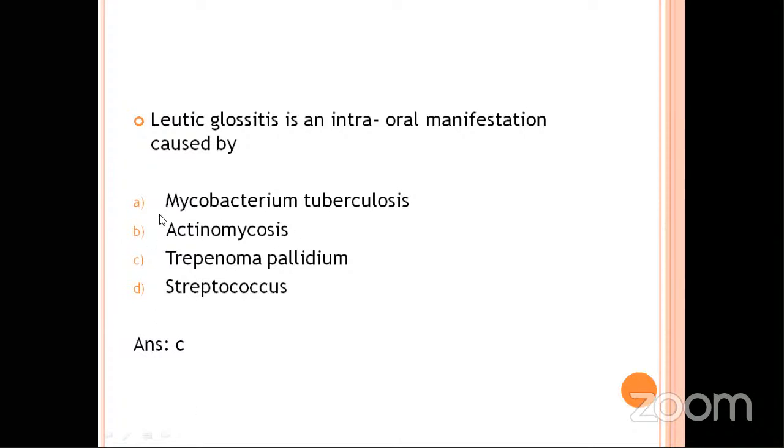In actinomycosis, there will be sulfur granules seen, causing pus. And Streptococcus is a bacteria, and Mycobacterium tuberculosis causes tuberculosis. The tuberculosis lesion in the oral cavity may be of any form. It will be seen as an ulcer, a granulomatous lesion, or anything. Okay. So luetic glossitis is an intraoral manifestation caused by Treponema pallidum.